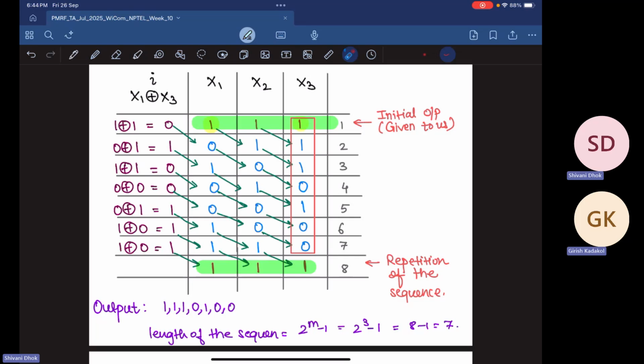So the length m is equal to 3. That is there, so 2 raised to 3 is there. That's why you took 8. I thought this was 1 to 8. No, I just wanted to show what is happening. That's all.